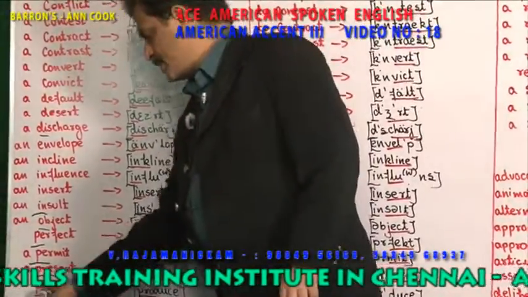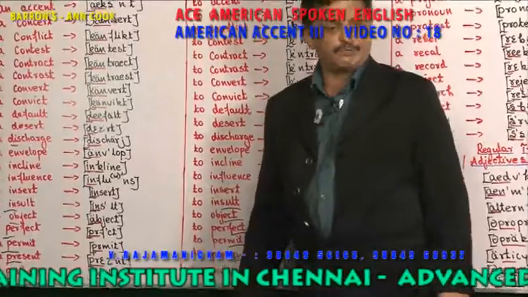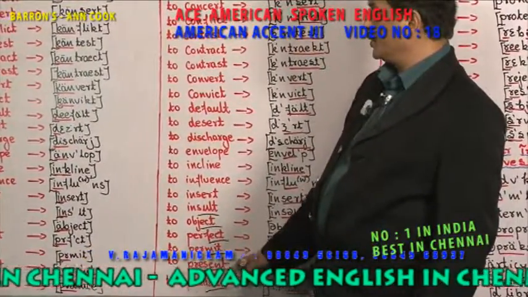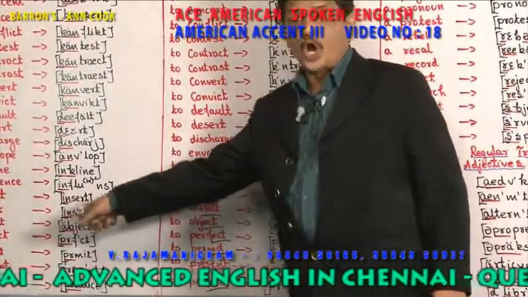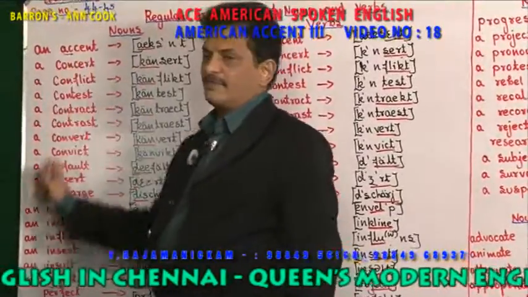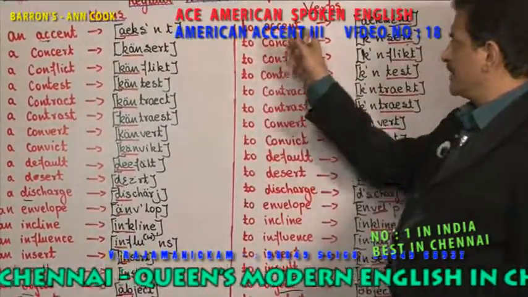Produce means the things which are produced. To produce means to produce something. So here you are stressing on pro, and there you are stressing on duce: to produce. So see, for the nouns you are stressing on the first syllable, and for the verbs you are stressing on the end syllable.